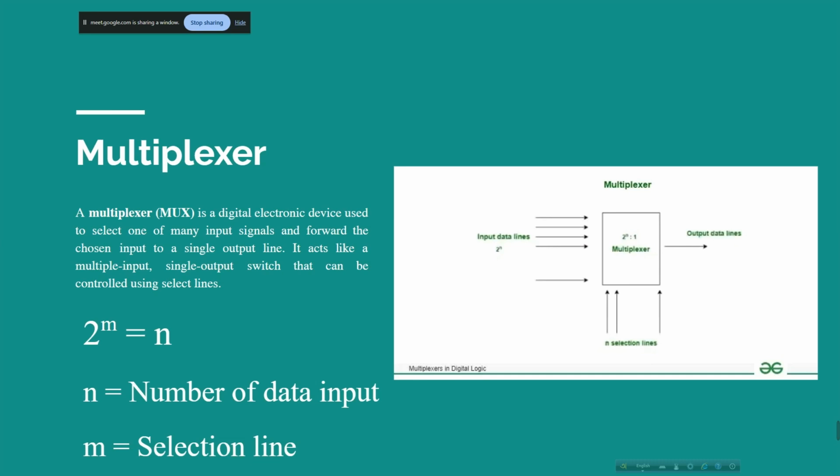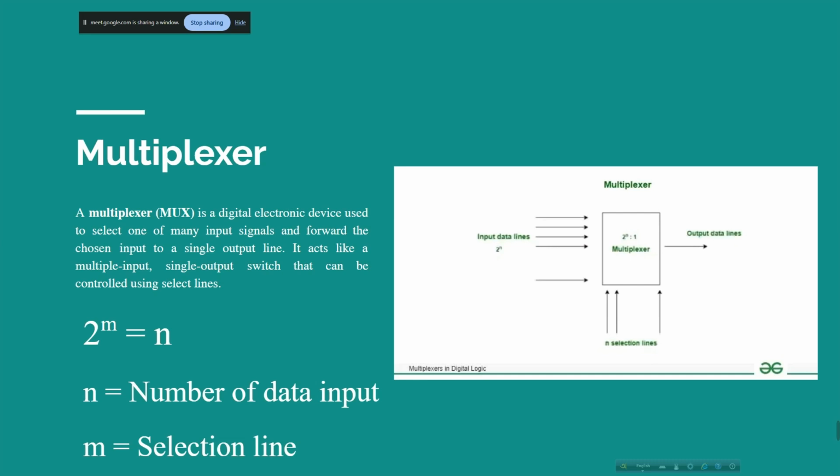The slide title is multiplexer. First of all, we have to know the multiplexer. A multiplexer is simply called a MUX. A MUX is a digital switch that has multiple inputs and a single output. It does not matter what the number of inputs is; what matters is that the number of outputs will always be one.